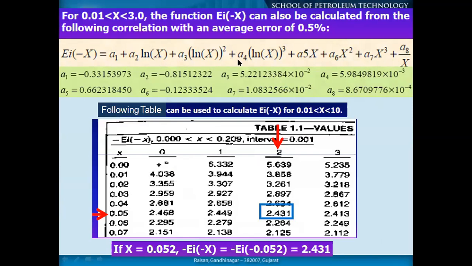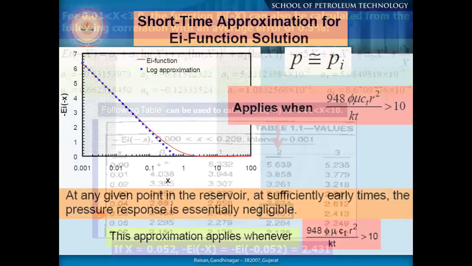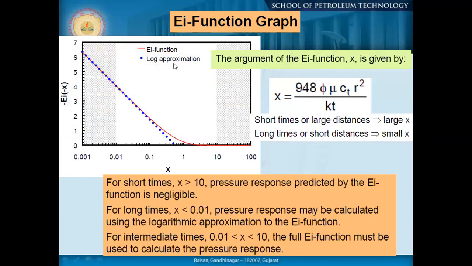So we have done one expansion, and another is the log approximation. You see, the blue dotted line is the log approximation of the same formulation, whereas if I take the Ei expansion, it will follow this. If you see both graphs, they overlap up to x equal to 0.01, and it is vanishing after 3. More or less no value after 3; it matches the zero value in both cases.